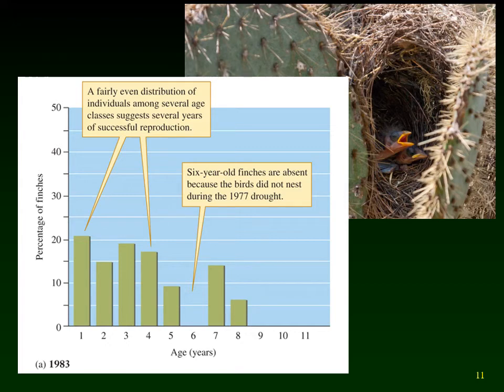So this is a cactus finch. It nests up in the cacti, and this is the data from 1983, and they look at the age distributions as we've been talking about, and as you can see, there's a gap. There were no 6-year-old finches. So in 1983, 6-year-old finches would have been born in 1977, and because of that drought, none of them survived. Up until that point, it was fairly even, and then in 1977 there are no baby finches surviving, so in 1983 you see no 6-year-old finches. So you look at an age distribution, and you can see when was a year where reproduction was poor.